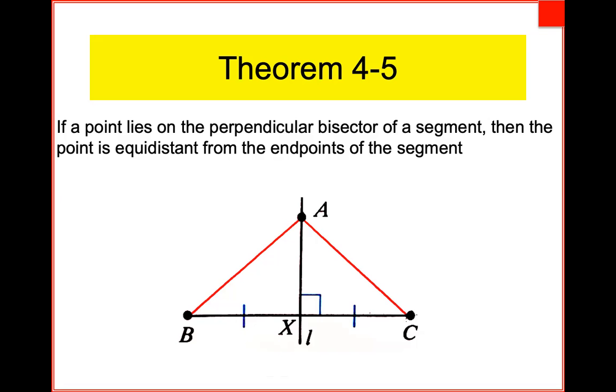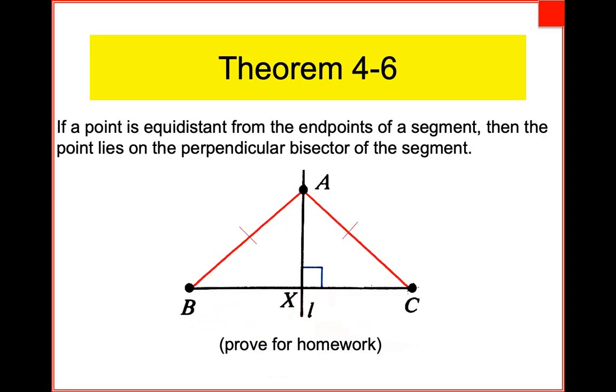Cool? All right, we do have the converse of this. So the converse would be this. You're going to prove this one tonight for homework. The converse would be: if A is equidistant to B and C, then it must live on the perpendicular bisector. So it's the same statement, just the converse.